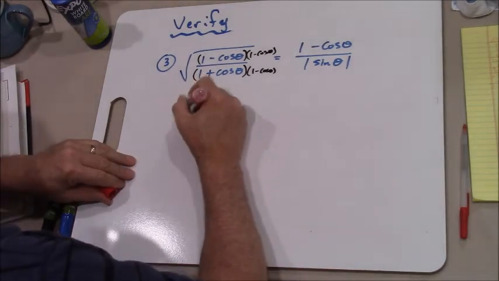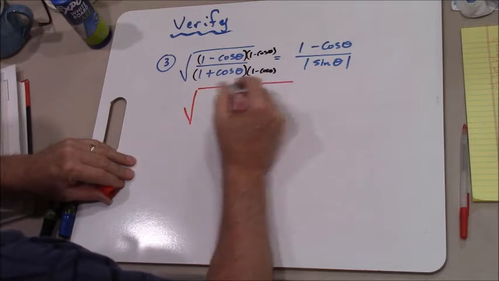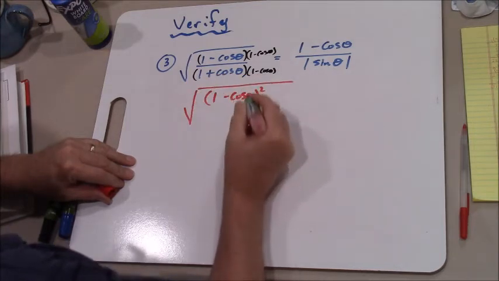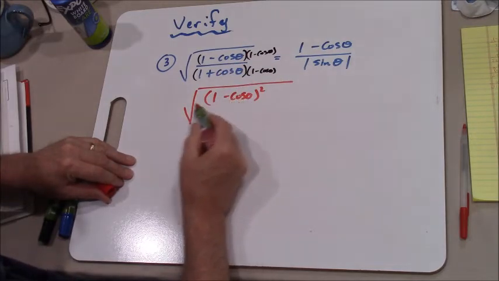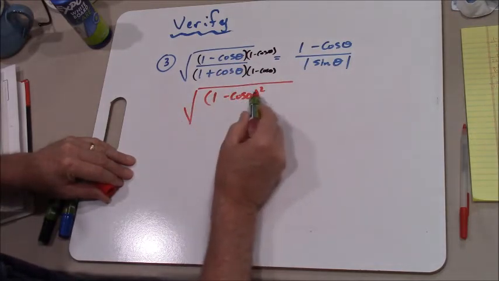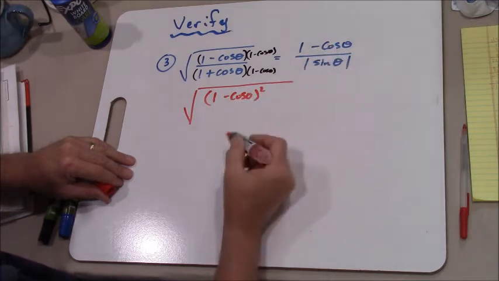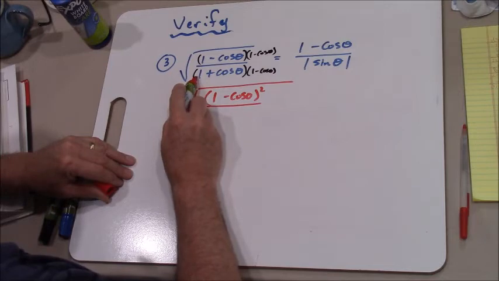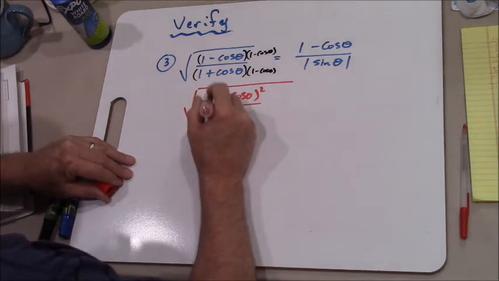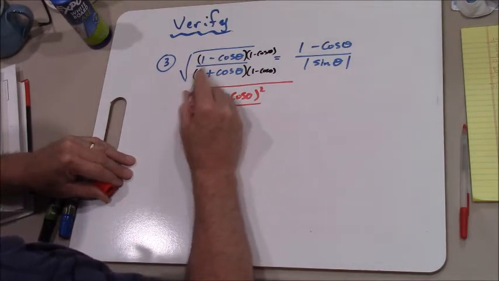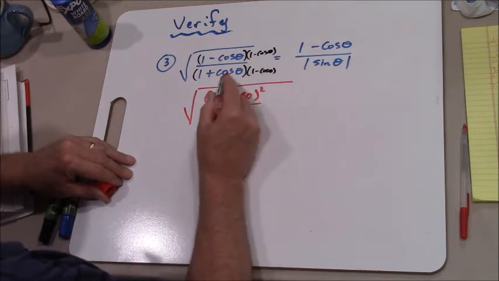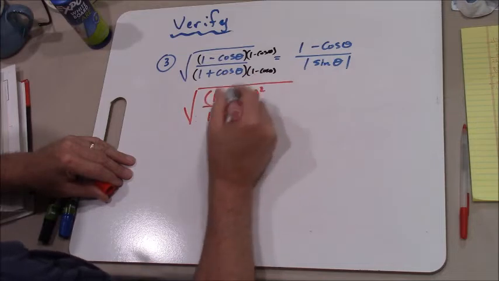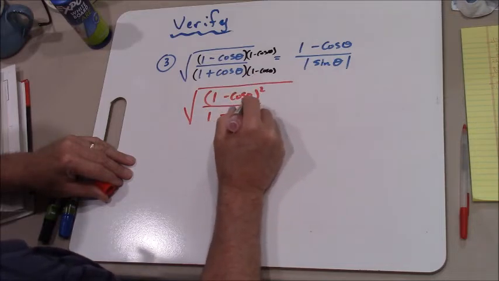All right, so if I do that, I've got 1 minus cosine theta squared. I'm not going to multiply that out because I want to be able to take the square root of something squared. That's what's going to give me this right here. In the denominator, though, I do want to multiply this out. What I'm going to get is 1, and then a negative cosine theta, and then plus cosine theta. So those middle terms will add up to 0, and then minus cosine squared theta.